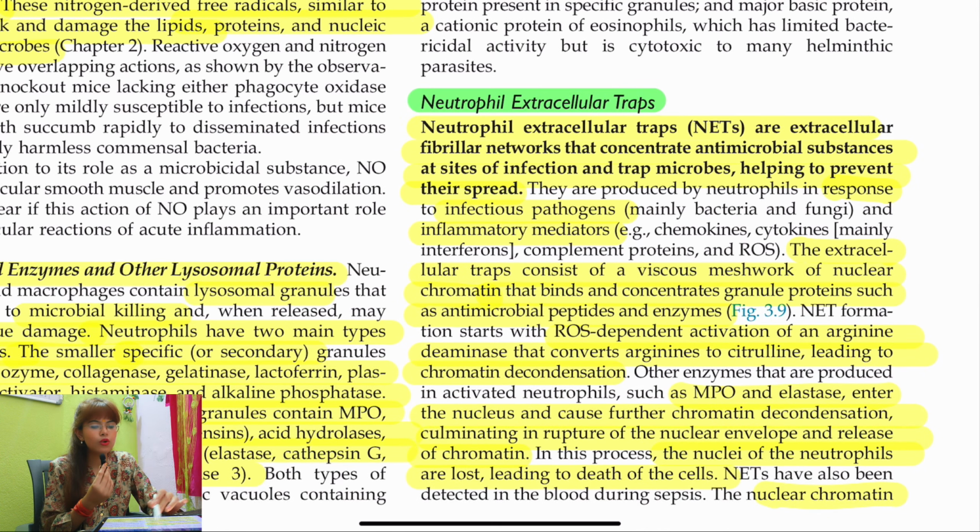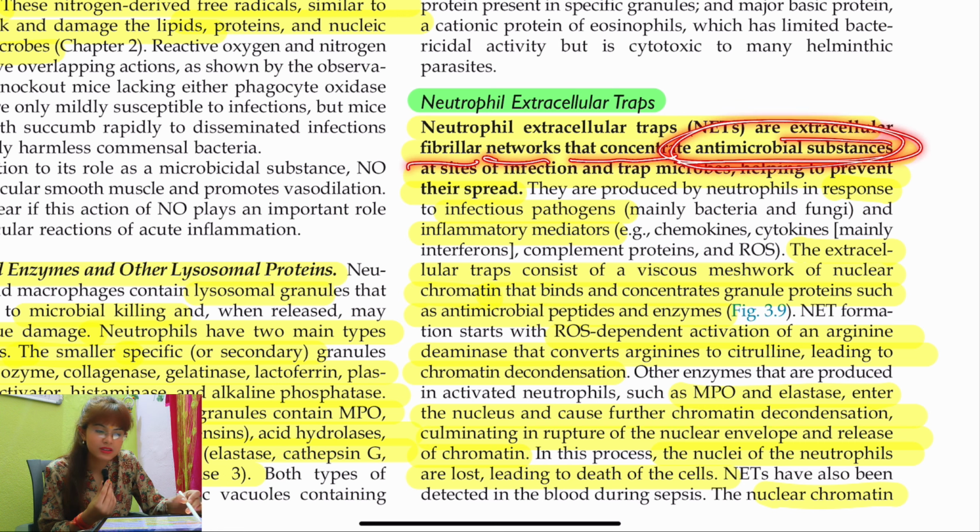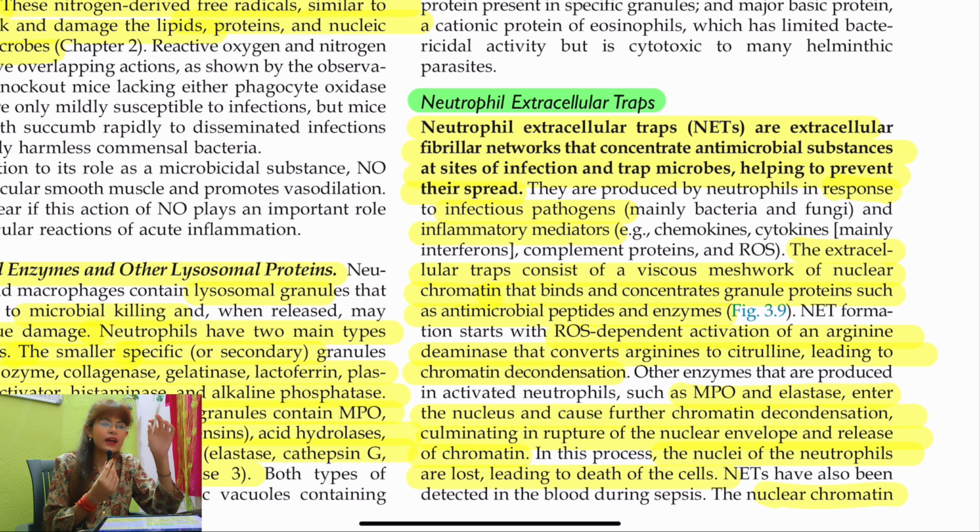Okay. So these nets are an extracellular fibrillar network. Why extracellular? Because the neutrophil has gotten degraded here and the materials have come out. Okay, I'll talk about it in a few minutes. So these are extracellular fibrillar networks that concentrate the antimicrobial substances. Okay, so this extracellular network will have these antimicrobial properties. At the sites of infection, it will concentrate all the antimicrobial substances and trap the microbes, helping to prevent their spread.